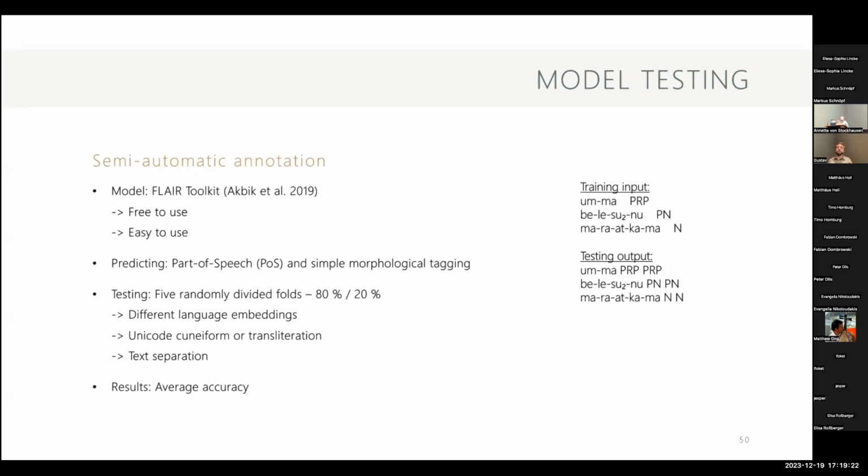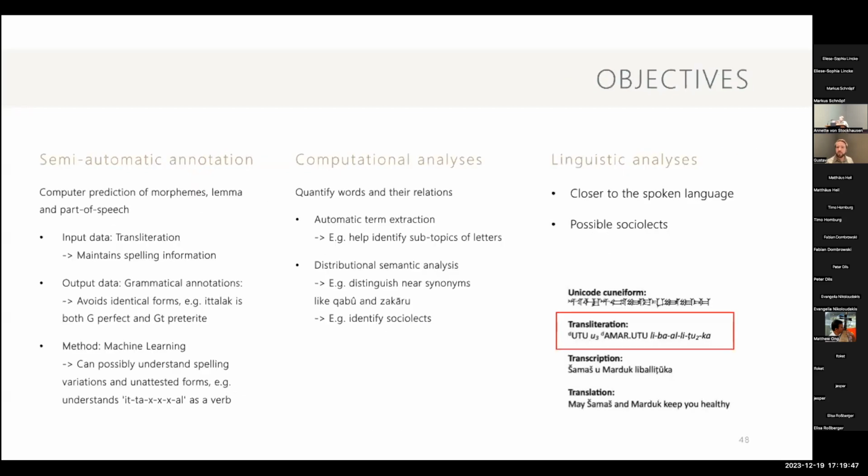We're trying to predict part of speech tagging and very simple morphological tagging. We are testing on 5 randomly divided folds. We test by 80% training and 20% testing. And what we want to test is first some different language embeddings. Then we want to test, is there a difference between Unicode Cuneiform and transliteration? Maybe I should go back and show you the Unicode Cuneiform, which is above the transliteration. It's basically the Cuneiform signs put into a Unicode manner so you can write them out on a computer.